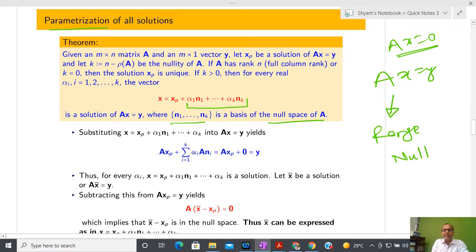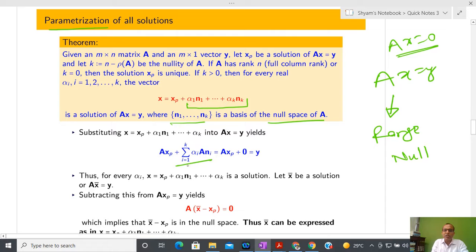So since it is the nullity, this is equal to 0, so A xp equals y. So if you apply A to xp, then you are getting y. Okay, does anyone have confusion on this? Then please let me know.